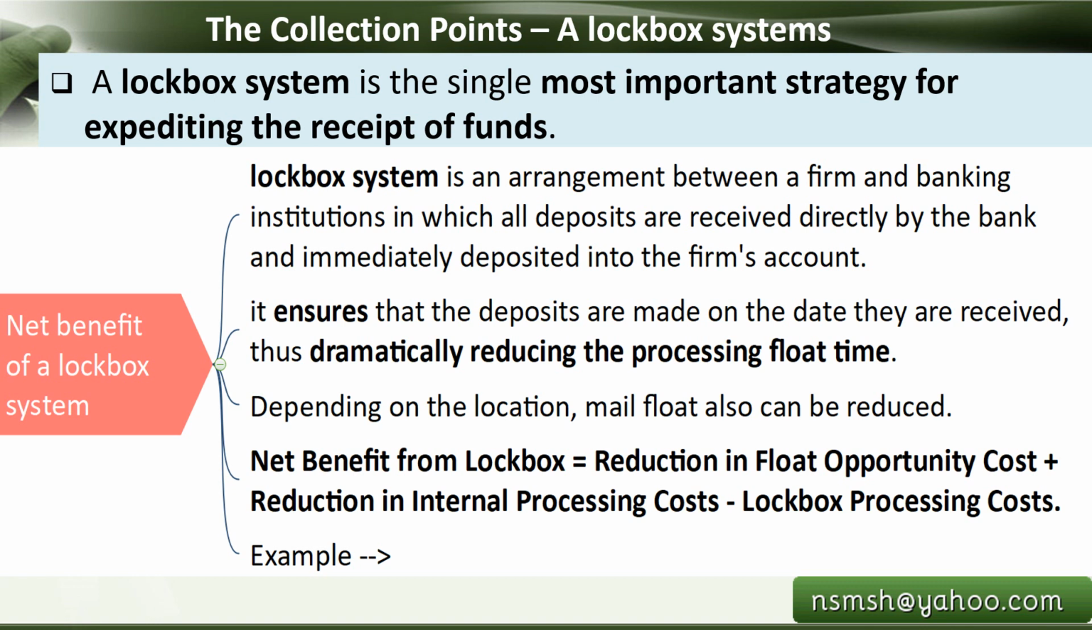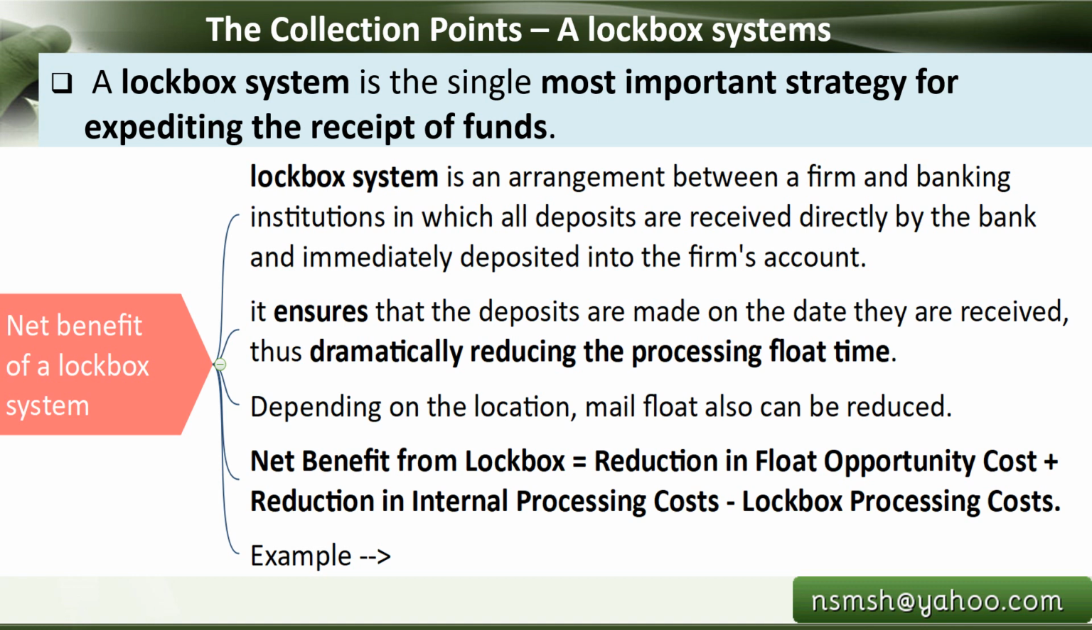So earlier we discussed check processing, that it will have mail float. After that it has to go to deposit at the bank, and then from there the availability of funds has to go. So three kinds of floating. Now here in the lockbox system, it will be directly deposited to that account also. And depending on the location, mail float also can be reduced. In some areas where the lockbox system is not there, they may still need either an electronic banking system or the mail float system has to be used. But wherever the lockbox system can be reached, that will reduce the mail float also.